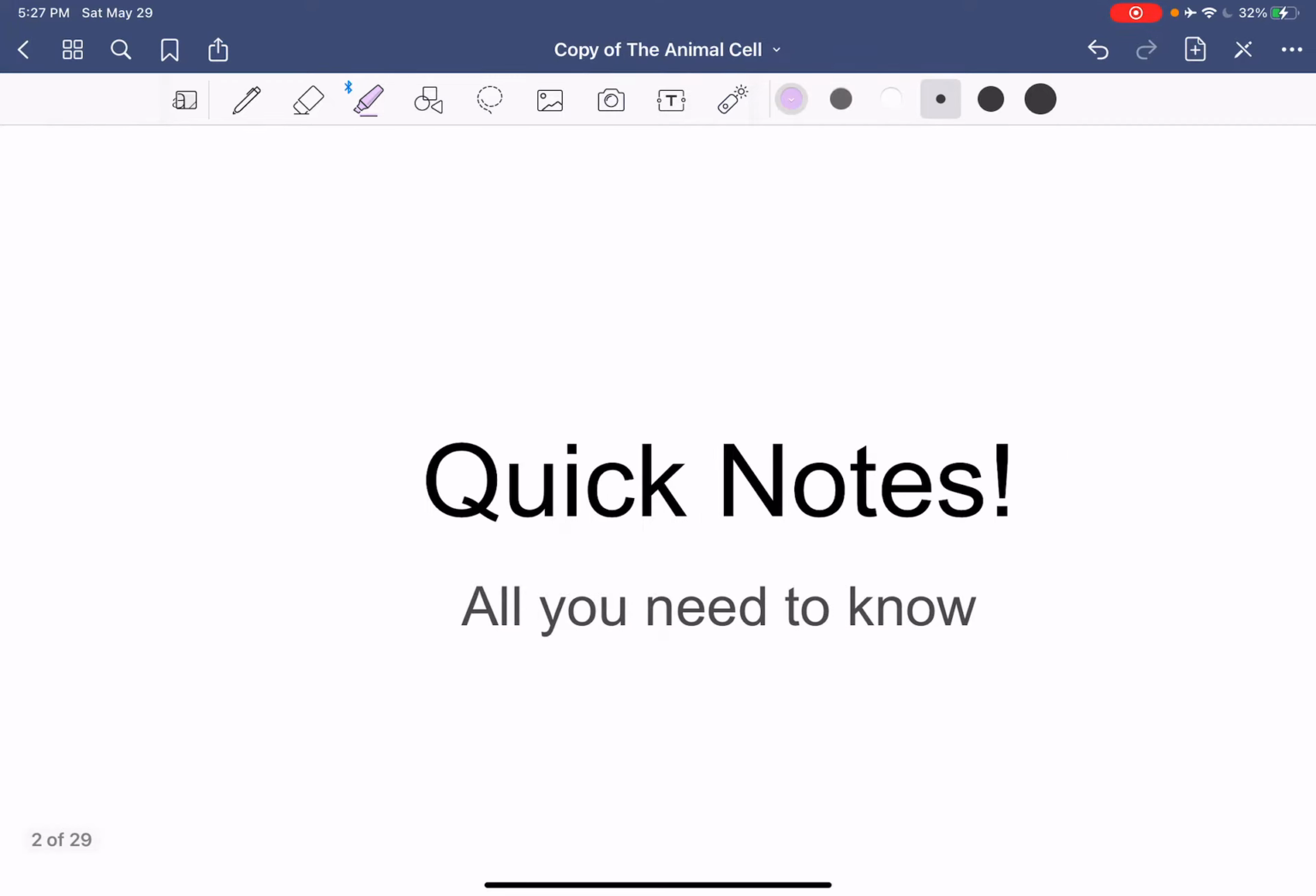Let's get right to it. No fluff, just right to what we need. So the first thing that we need to do is to get some background information. We need to do some quick notes. All you need to know for this test, the bare bones.